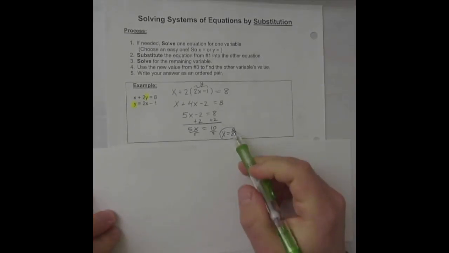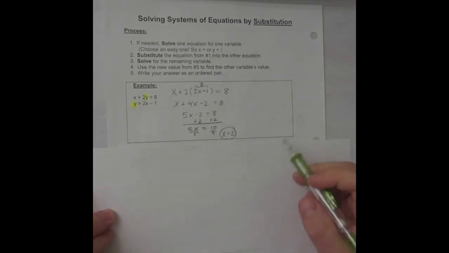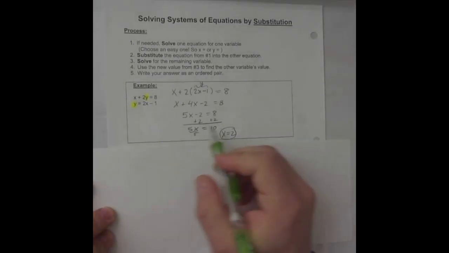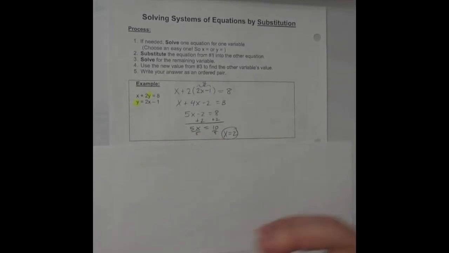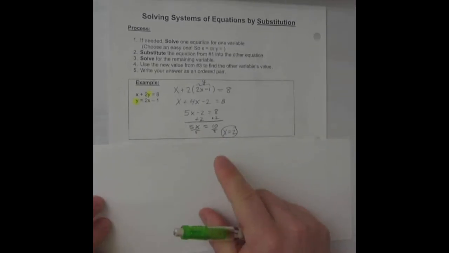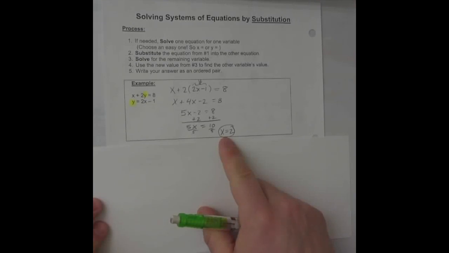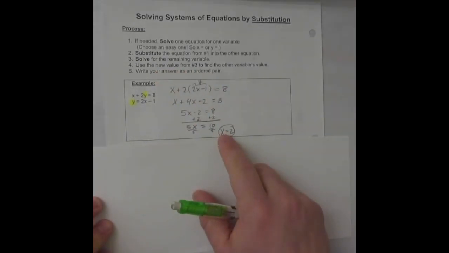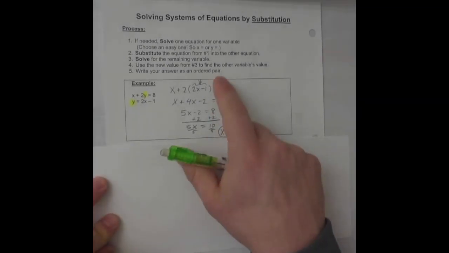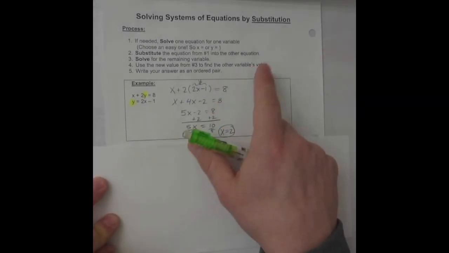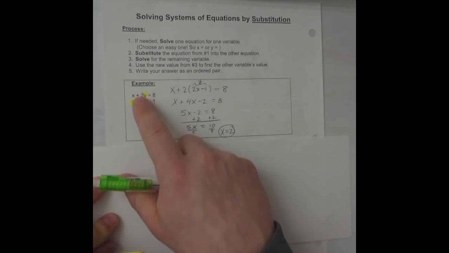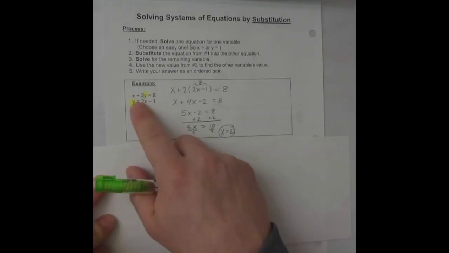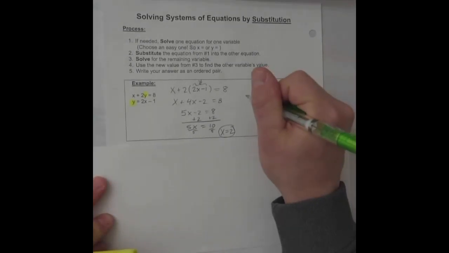Now we're not done, because when we solve a system, we're looking for an ordered pair. We're looking for an x and a y, or we're looking for the values of each variable. So now we have to find the y value, knowing the x value. So we're going to use our new value, x equals 2, to find the other variable's value. And we're going to substitute it back into one of our equations. And it's easiest to use the y equals. And so I'm going to substitute that back in.